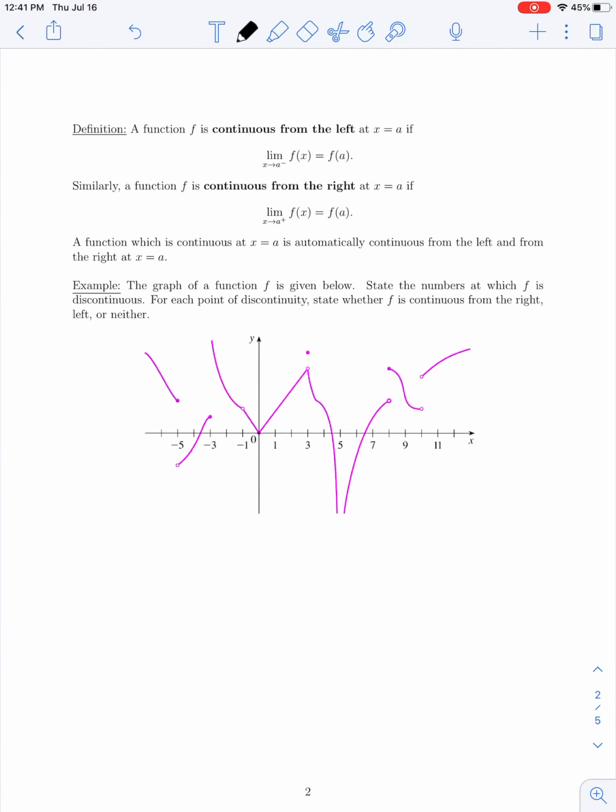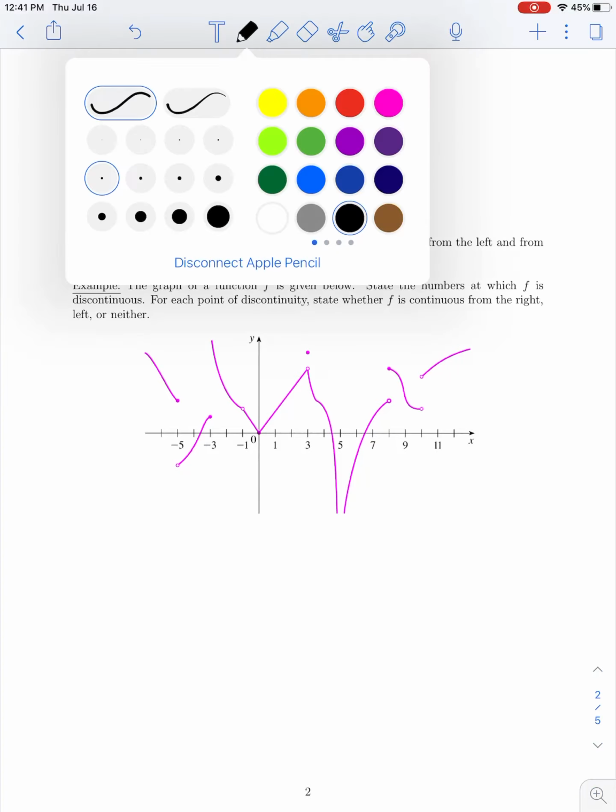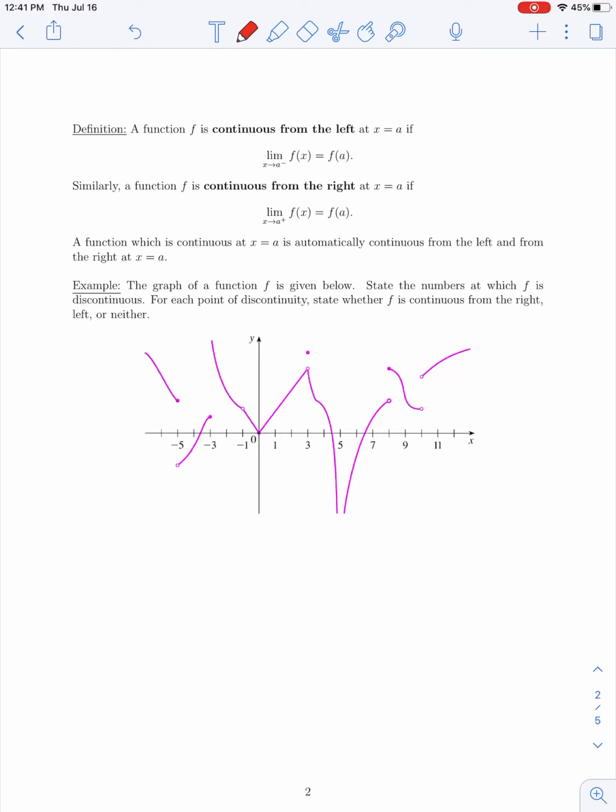So we can extend the concept of continuity to a concept known as one-sided continuity. So let's define what we mean by one-sided continuity. So here, if we have a function f, we would say that function is continuous from the left at a point x equals a if the left-hand limit of our function as x approaches a is equal to the value of the function at a.